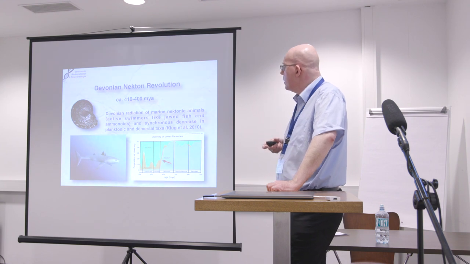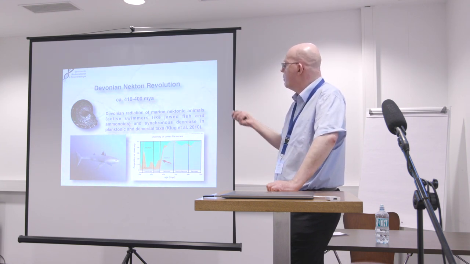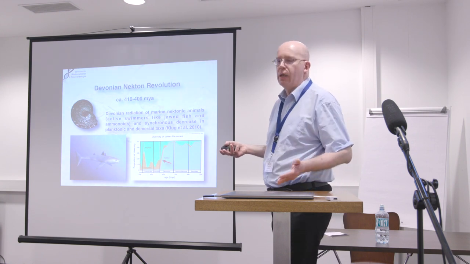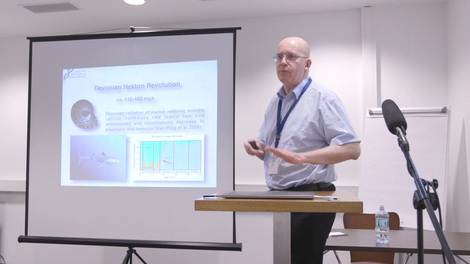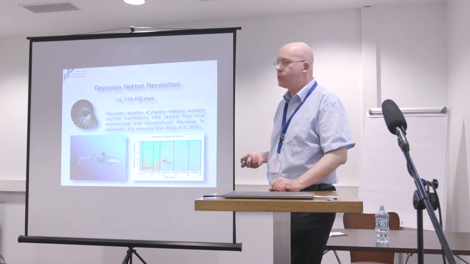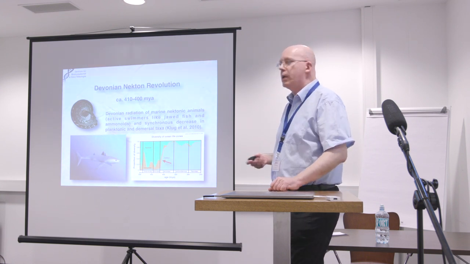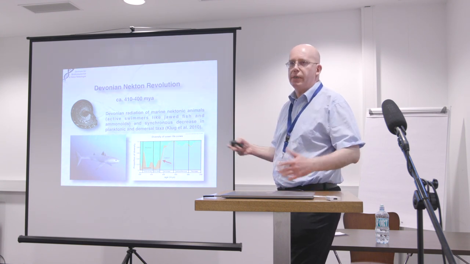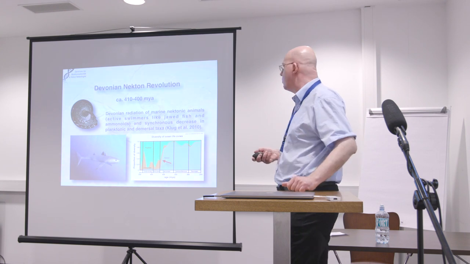And then in the Devonian, 400 million years ago, we have something that is not for nothing called a revolution, the Devonian nekton revolution. Now, in marine life, you have three possible types of how you can live. You can live confined to the ground, that is called the demersal way of life. You can live planktonic, passively drifting in the ocean, or you can be an active swimmer like fish or cephalopods.